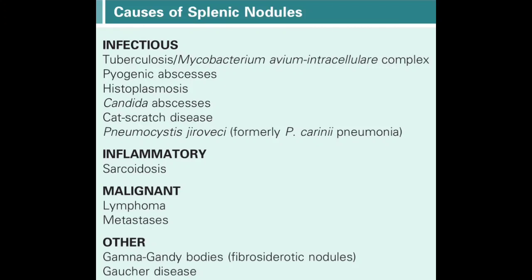So far as malignancy is concerned, lymphoma is the major cause of splenic nodules. Sometimes there will be marked splenomegaly, or it may appear as a single or multiple nodule within the splenic parenchyma. Metastasis or metastatic deposit can also involve the splenic region. In the other causes, gamma antibodies and Gaucher disease are the common ones.